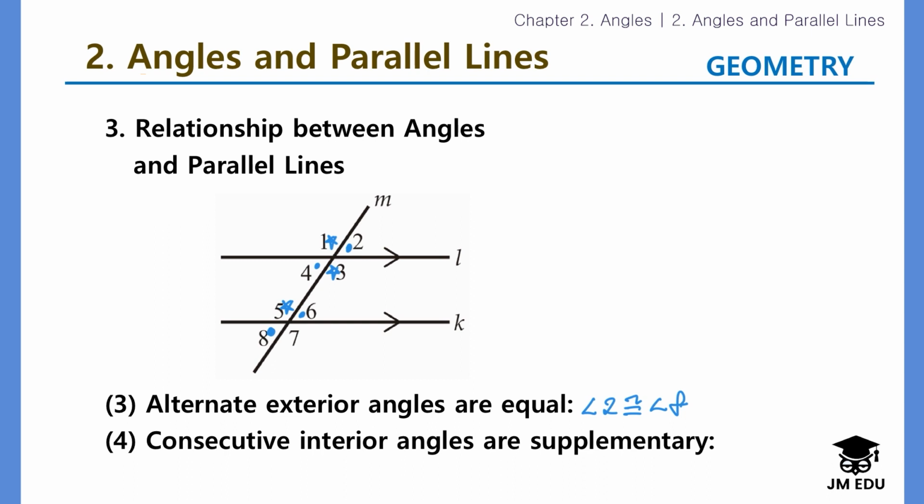Also, angle number 5 and angle number 7, they are also congruent, right? Vertical angles. So I'm going to write a star here. So we can conclude that angle number 1 is congruent to angle number 7, which are alternate exterior angles, right? So angle number 1 is congruent to angle number 7.